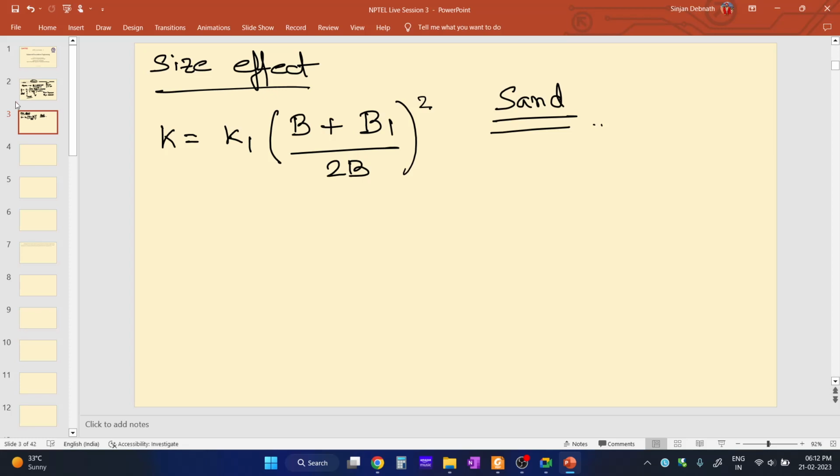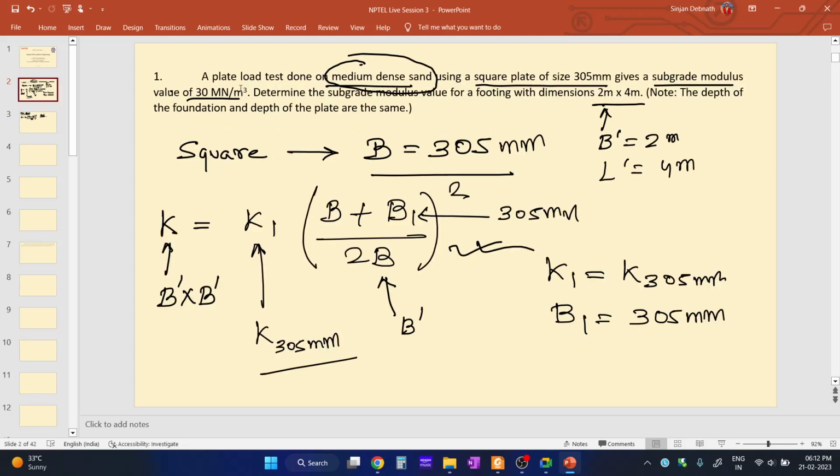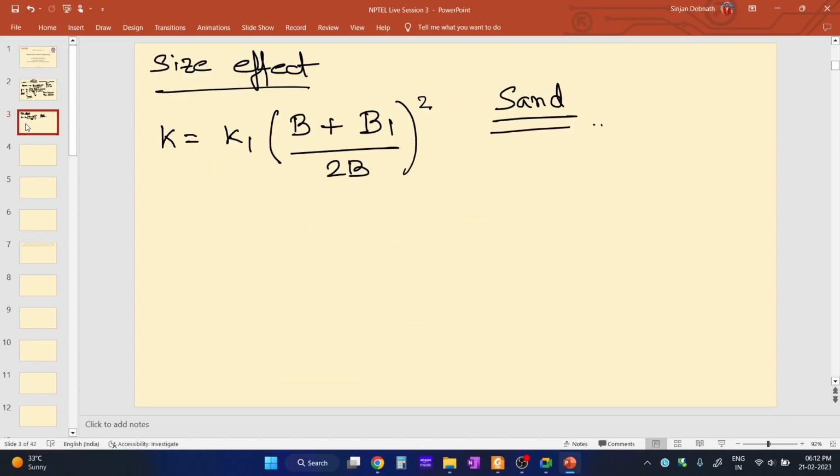So what we are doing is, first of all, let us see what is given in the question. In the question, a plate load test was done on medium dense sand using a square plate of 305 millimeter. So B1 is 305 millimeter. That is the test plate.